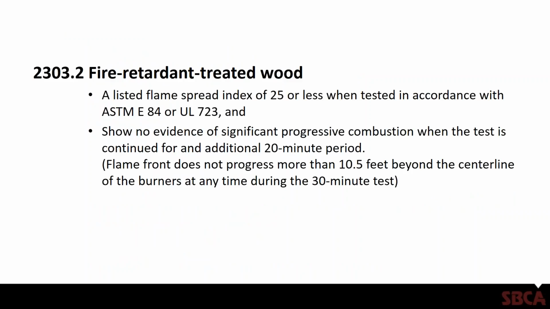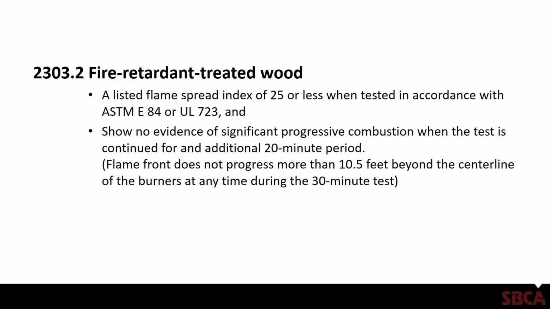So fire retardant treated wood is defined in the code as having to have a listed flame spread index of 25 or less when tested in accordance with an ASTM standard E84 or UL 723. And again, this index basically measures the burn characteristics of the particular product, how quickly the product burns and how quickly that flame propagates along the surface of that product.